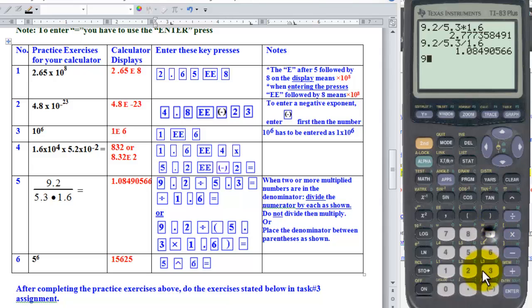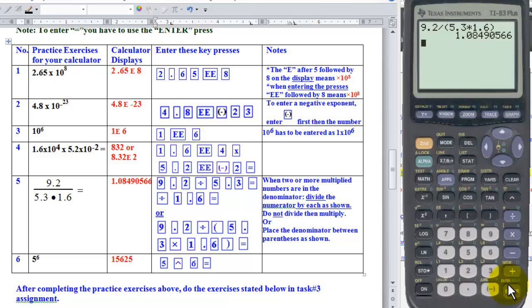Basically, you'll input the operation of the denominator within parentheses. So you'll go 9.2 divided by, and now you can open parentheses and then input 5.3, and now you can use the multiplication by 1.6 and then close the parentheses. So what you are doing here, you are telling the calculator that you are dividing 9.2 by the operation in the denominator that involves 5.3 times 1.6. And this will give you the right answer.